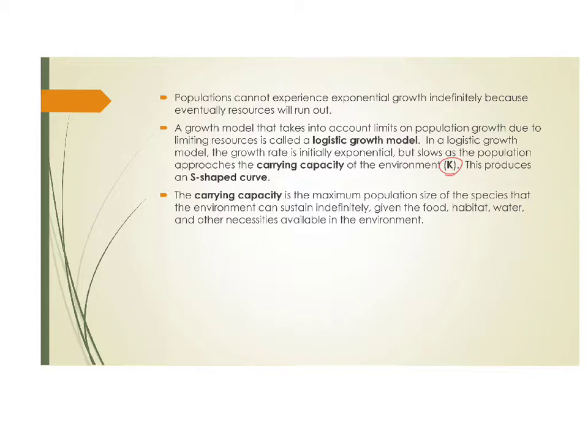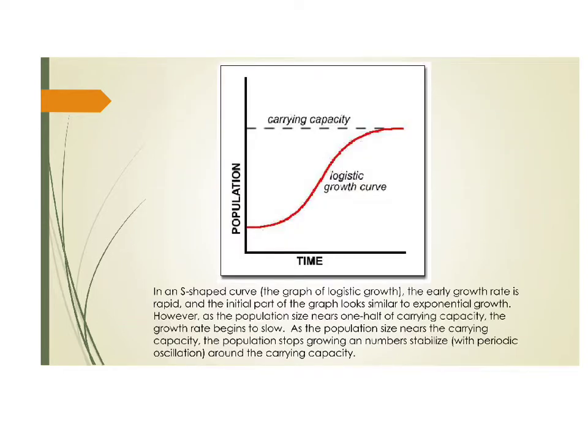So a logistic growth model produces an S-shaped curve. The carrying capacity is the maximum population size of a species that an environment can sustain indefinitely, given the food, habitat, water, and other necessities available in the environment. So here's an example of our S-shaped or our logistic growth curve. Again, time is on the x-axis and number of individuals or population is on the y-axis. The dotted line that you see right here is our K, our carrying capacity of the ecosystem.